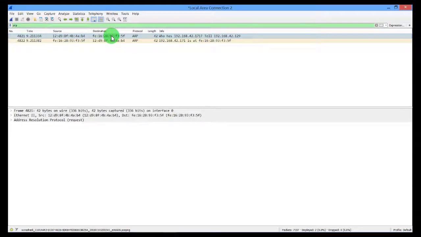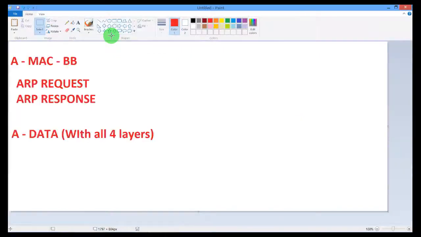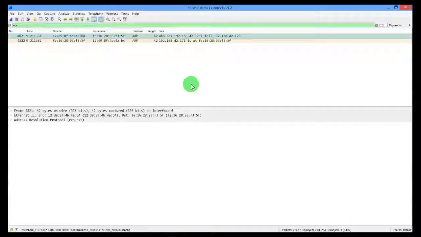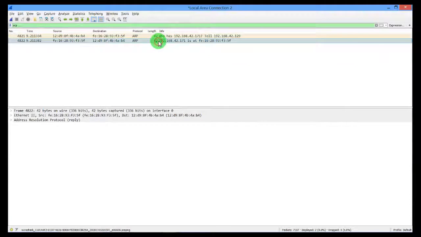Request. How did you identify this is a request? Because the info says who has the destination IP address. Right. As in our scenario, when system A sends an ARP request, it asks who has this IP address. Exactly, and the machine will respond with its MAC address, saying I have this IP address, this is my MAC address. Now system A gets the MAC address of machine B. Similarly, the second packet says the mentioned IP address is at this MAC address. That is a response.